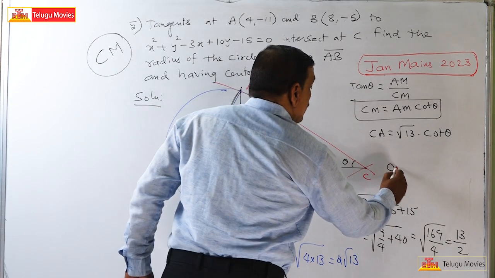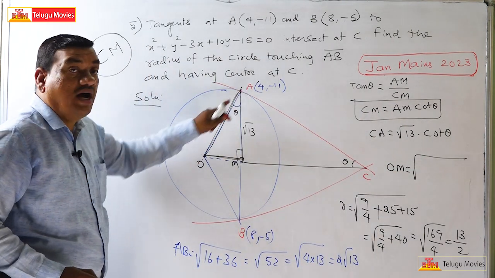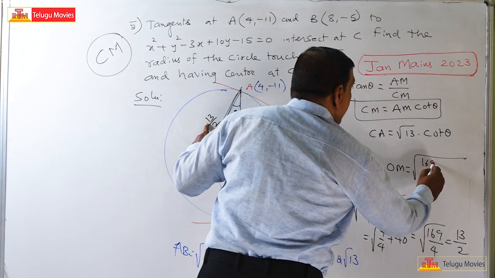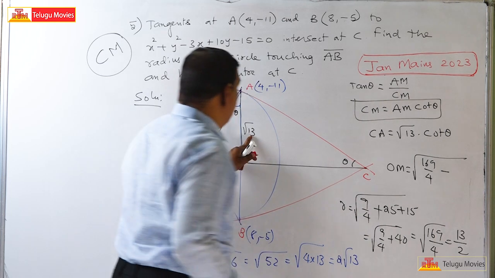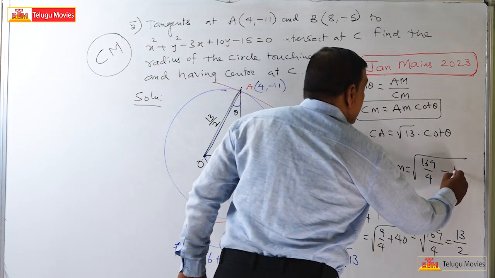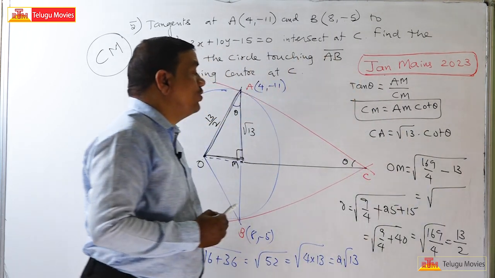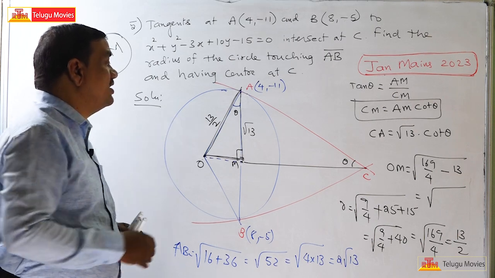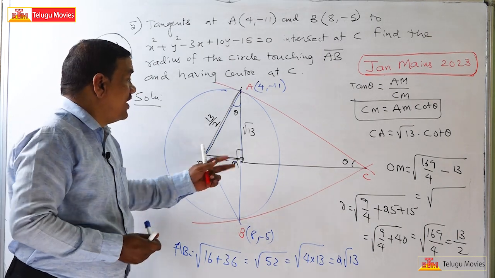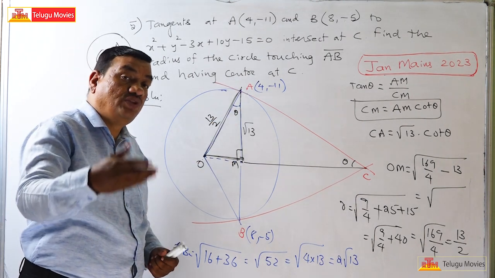OM is equal to square root of hypotenuse square. Hypotenuse square means how much? 169 by 4 minus root 13 whole square. Root 13 whole square means 13. Okay, now this is equal to... we will do the cross multiplication and we will find out the OM value. If you find out the OM value, then we will get the calculation part. So let us continue the calculation.